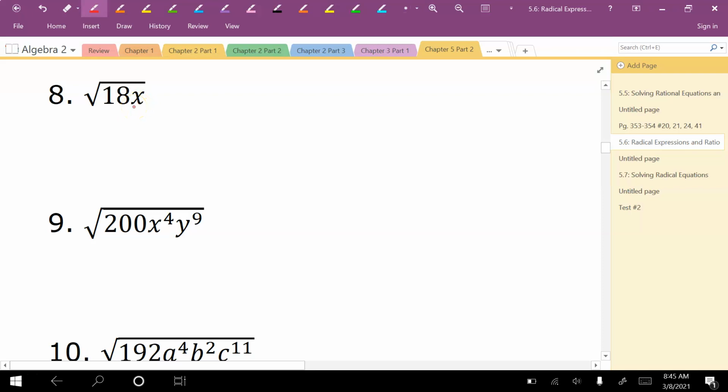We have the square root of 18 and an x. Now, 18 is not a perfect square number. It wasn't on that list of numbers that I wrote on the top of my screen at the start of class.